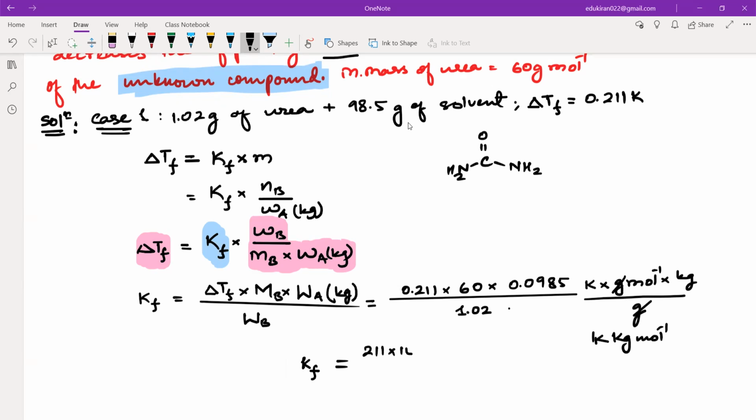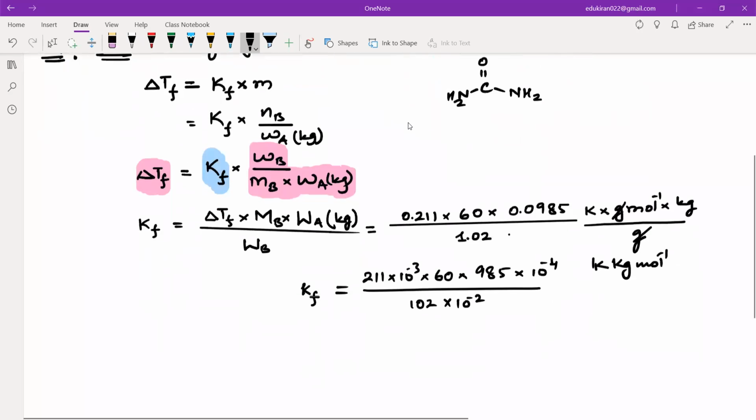This can be 211 into 10 to the power minus 3 into 60 into 985 into 10 to the power minus 4 divided by 102 into 10 to the power minus 2. Is this clear with everyone? Yes or no? Please tell me. Till here, everything is fine. Josefa, now it is fine. Adriel, now it is fine. Okay, both of you did not write the decimal point at the correct places. Okay, still waiting for Sarah, Fatima, Abdul Rahman.